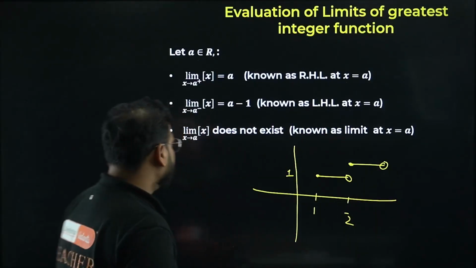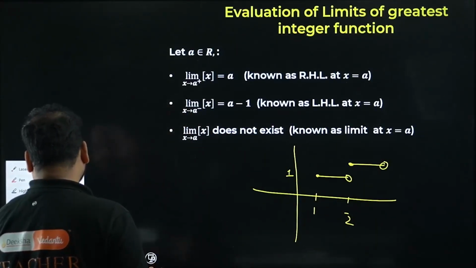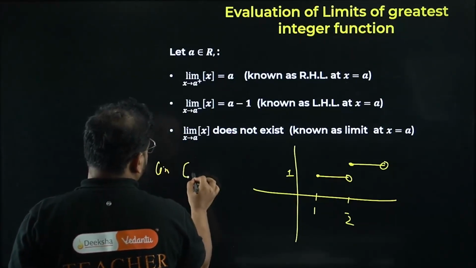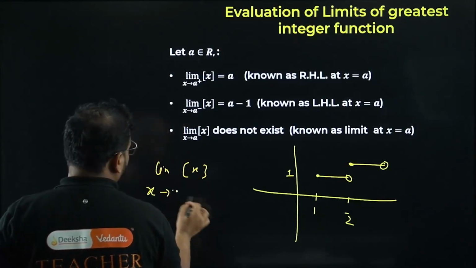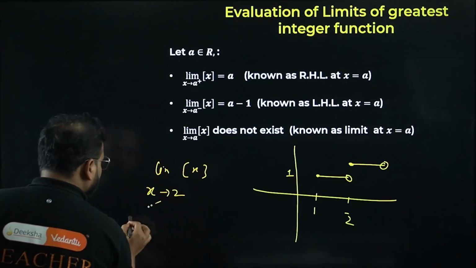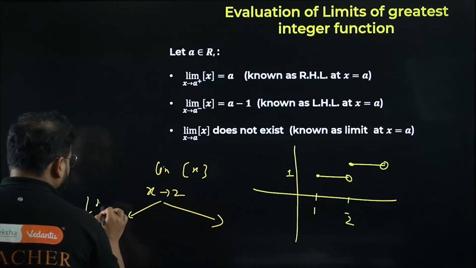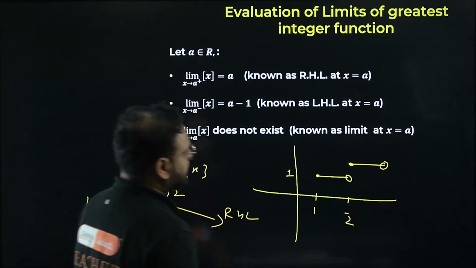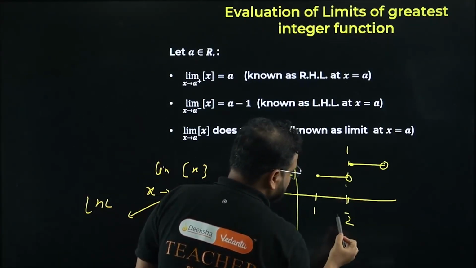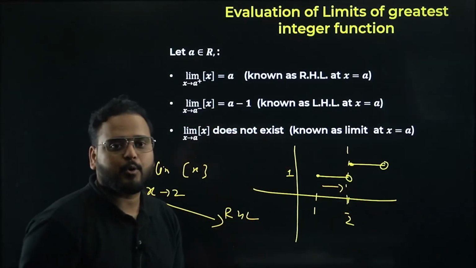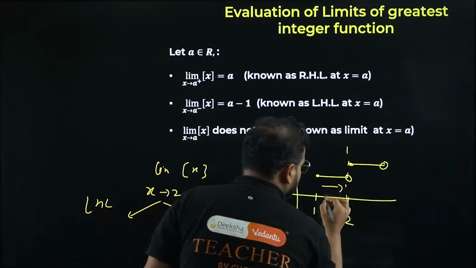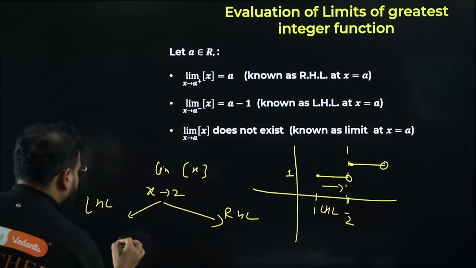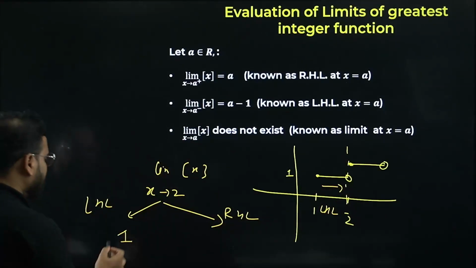Now check carefully. If I talk about the limit of GIF when x tends to 2, I'm going to split this into two parts. One is LHL, another is RHL. Let's talk about LHL. When I talk about LHL, I have to approach 2 from the left hand side. The LHL value will be 1.